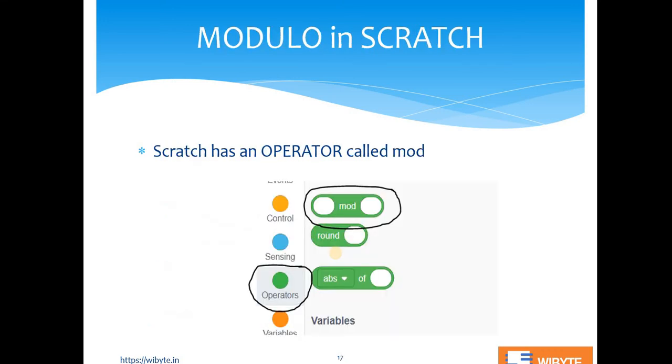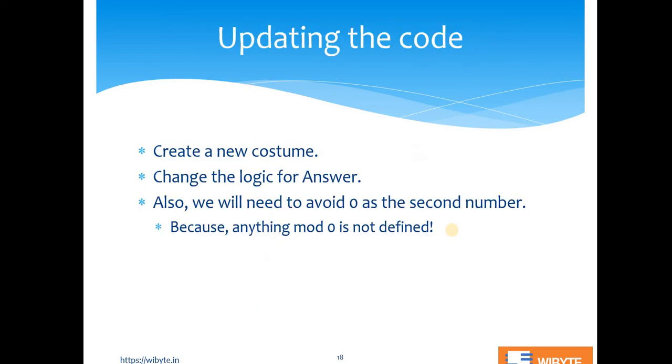Scratch has an operator to do modulo, and this operator is called mod. So you have to look at the operators and find something mod something. It's a something mod something, and we'll put our numbers here. Now with all this in place, it's in fact quite easy to update our code to use a modulo operator. Now how do I do this?